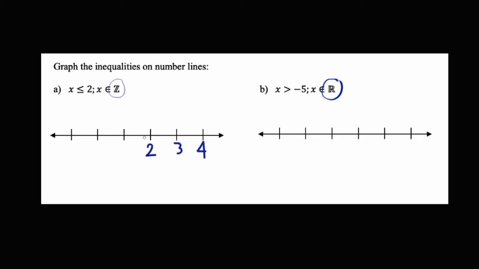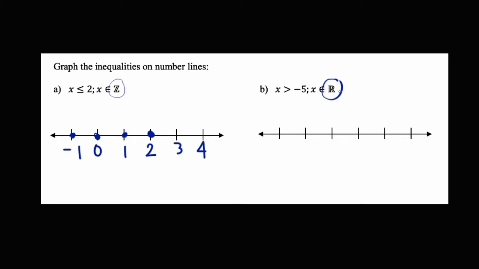Fill in the rest of my numbers. 1, 0, -1. And x has to be less than or equal to. And let's take note that we're in the integers. So x can only be whole numbers and their opposites. So x can be 2, so I'm going to fill in a circle right there. And x can be anything less than or equal to 2. And since I'm in integers here, I have to only put dots. I can't shade in the entire number line.